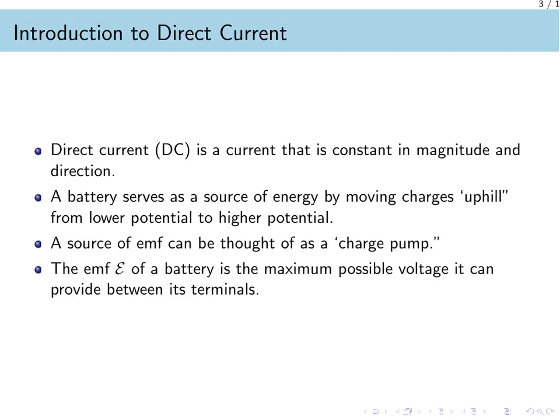Direct current, or DC, refers to an electric current that remains constant in both magnitude and direction over time. To maintain this flow, we use a source of energy, like a battery. You can visualize a battery as a charge pump that performs work on charge carriers, moving them uphill from a point of lower electrical potential to a point of higher potential. The electromotive force, denoted by the Greek letter epsilon, represents the maximum possible potential difference or voltage that the source can provide between its terminals when no current is flowing.